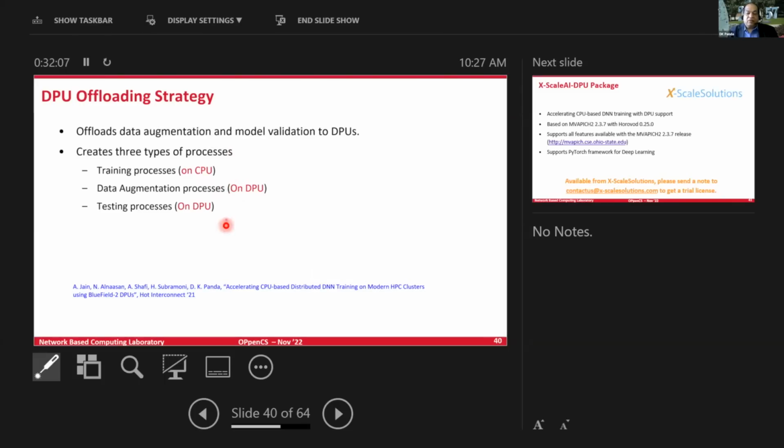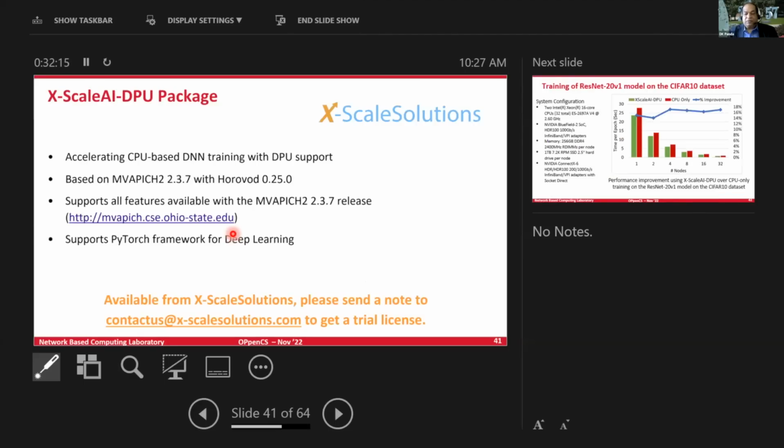So here we came up with this mechanism where the training process is running on CPU, data augmentation is running on DPU, testing process is running on the DPU. So here again, we have an XScale-AI DPU package. It will be released just in the next 2-3 days. And this is built on top of our MVAPICH2 with Horovod 0.25.